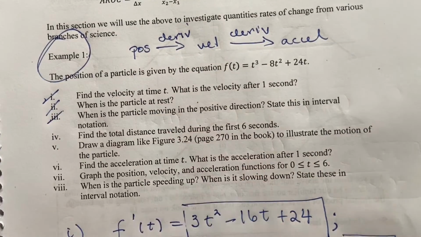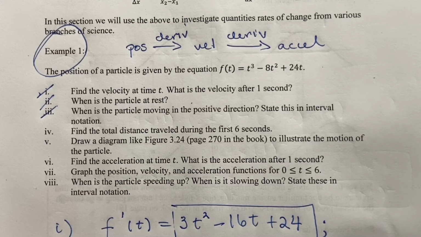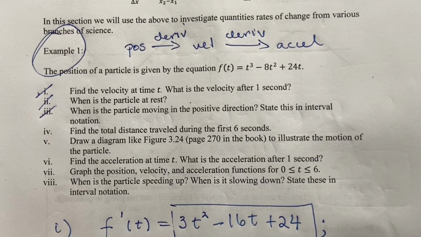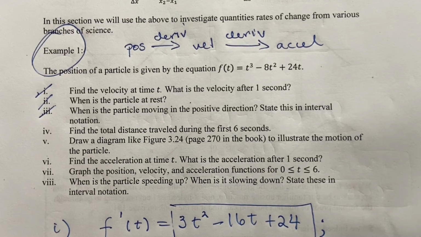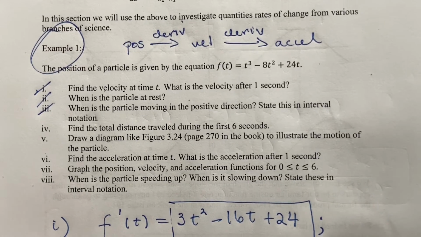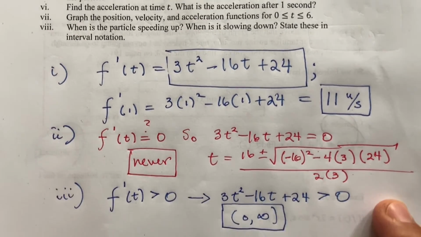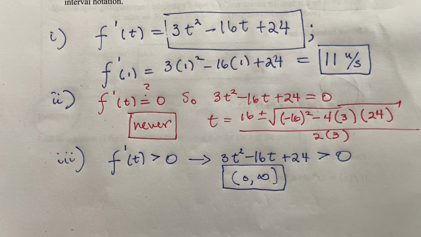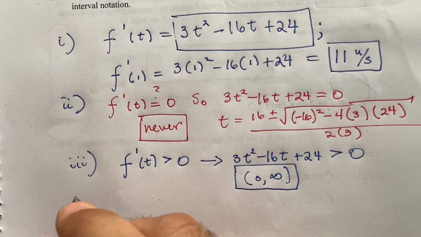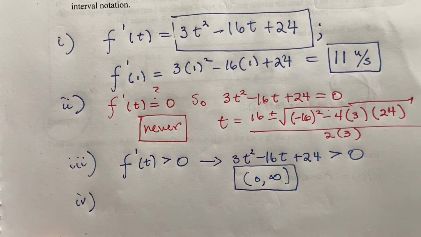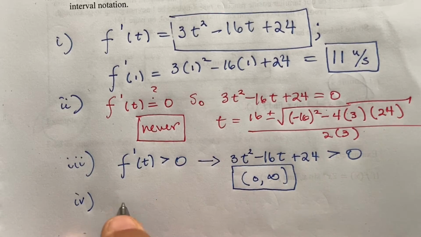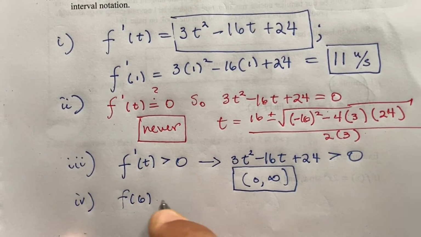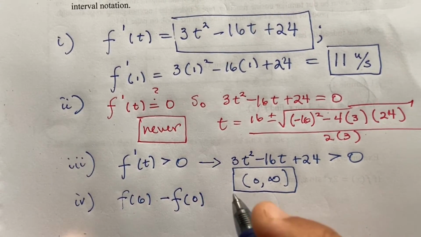So that's part 3. Part 4, find the total distance traveled during the first 6 seconds. So this thing never turns around. And even if you turn around, we need to count that as distance traveled, but this thing never turns around. So for the distance part, we simply need to take f of 6 minus f of 0.